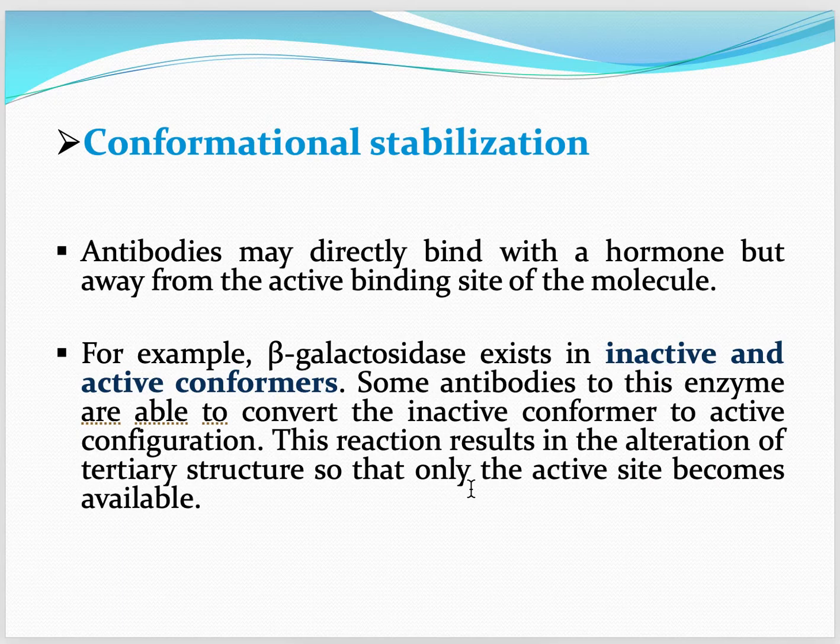Suppose the beta galactosidase is in its inactive form. The antibody will bind with the beta galactosidase and change its conformation, and the new conformation will be active. That means in this case the antibody is stabilizing the structure of beta galactosidase towards the active conformation.